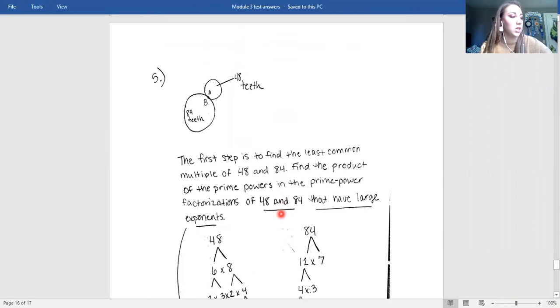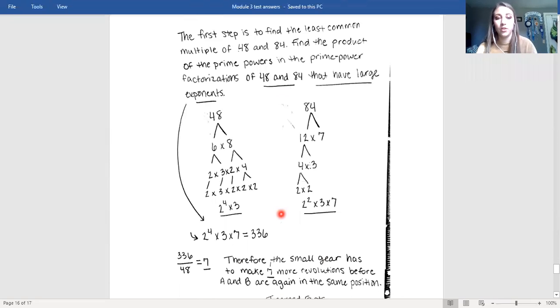For 5, in a machine gear with a 48, okay, the first step is to find the least common multiple of 48 and 84. Find the product of the prime powers in the prime power factorization of 48 and 84 that have the largest exponent. So we do the prime factorization, which is like the tree, of 84 and 48. When you come out, you get 48 as 2 to the 4th times 3. The 84 is 2 to the 2nd times 3 times 7.